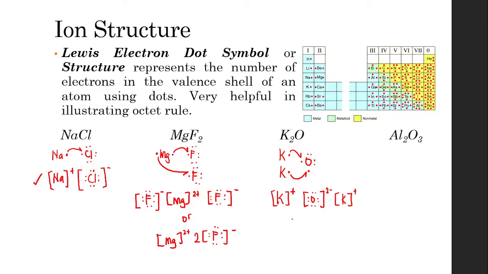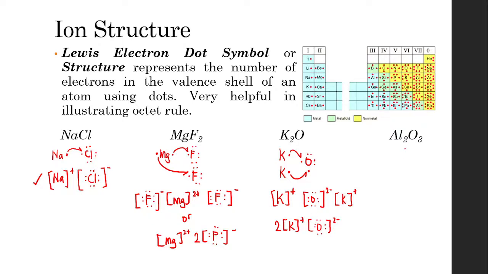Or again, you can write it this way, 2 K plus and oxygen with 2 minus. So that's how the Lewis dot structure is. It's telling you where the electrons are, and the electrons are found on the oxygen.